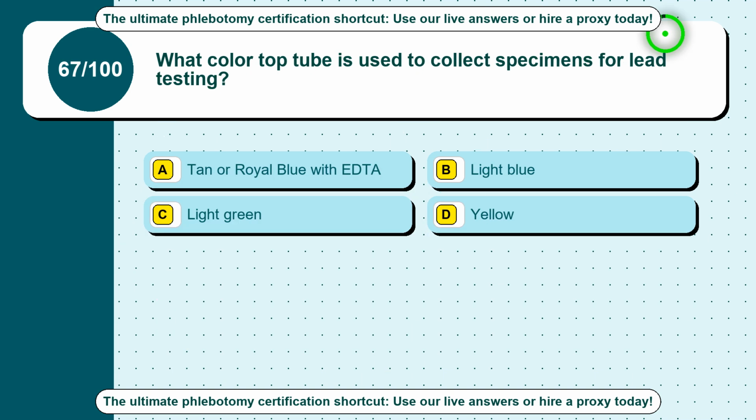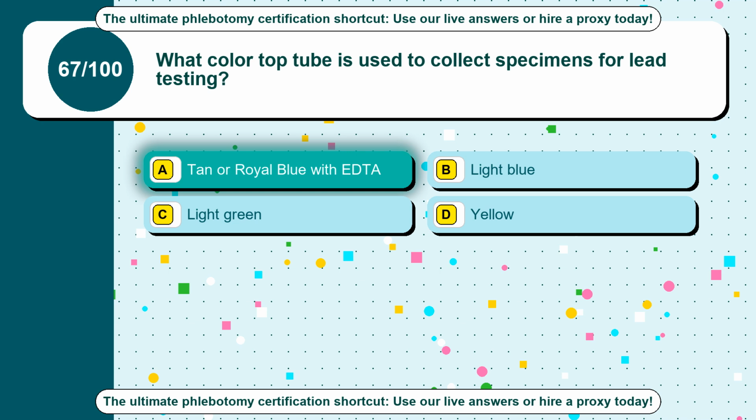Question 67. What color top tube is used to collect specimens for lead testing? Option A, tan or royal blue with EDTA. Option B, light blue. Option C, light green. Option D, yellow. The correct answer is option A, tan or royal blue with EDTA.